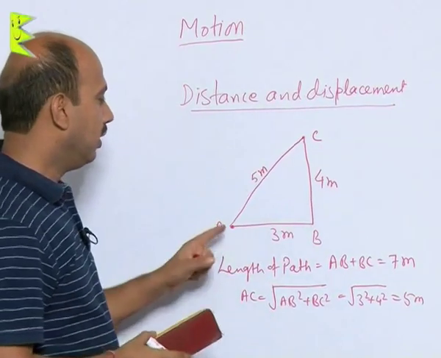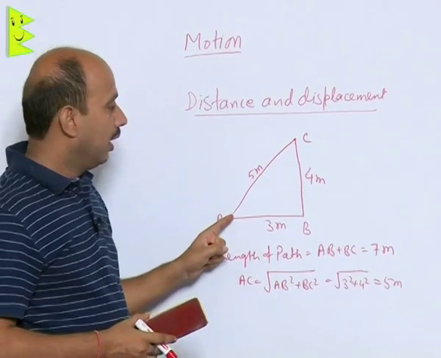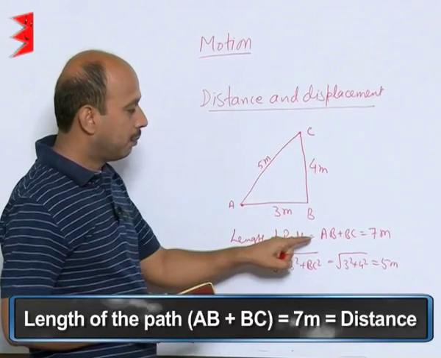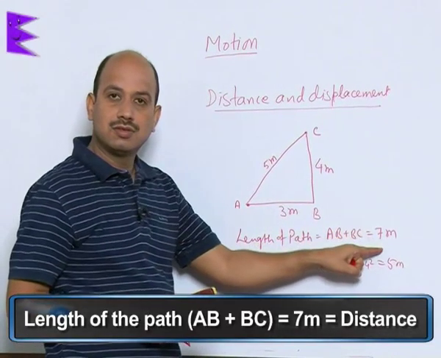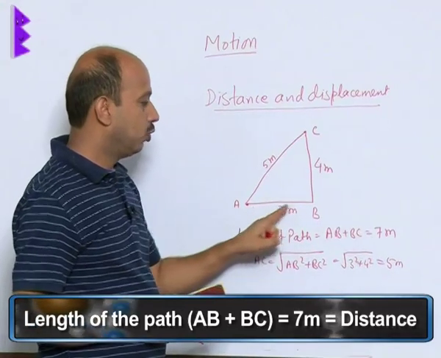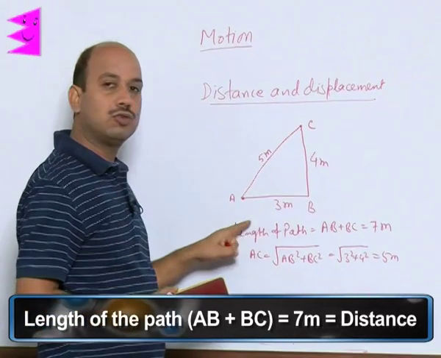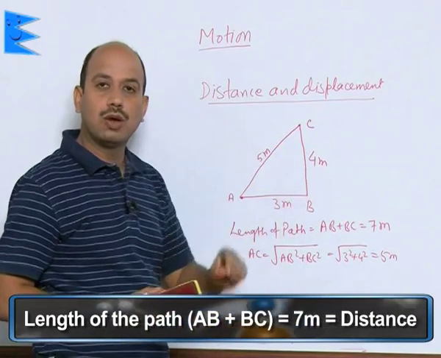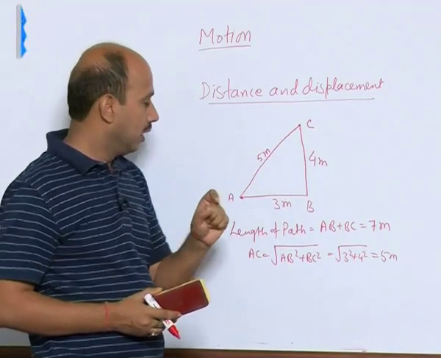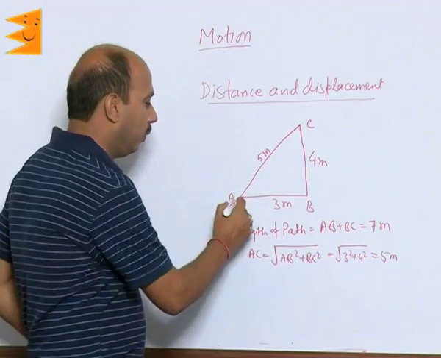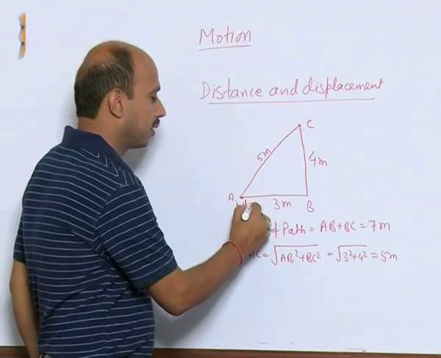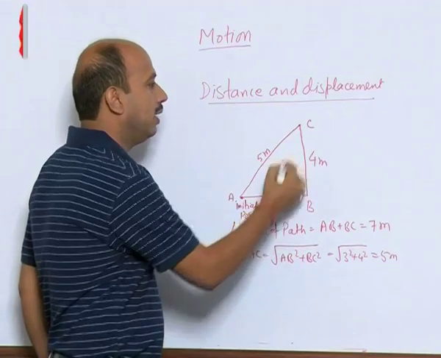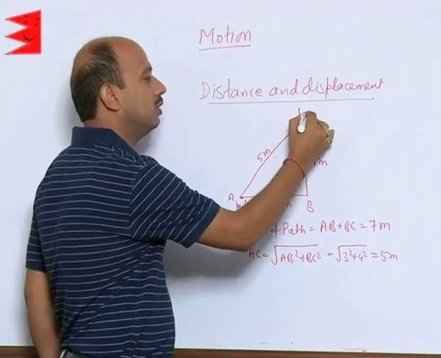So, if you see AC, it is 5 meter. Now see here, the length of the path, A to B, B to C, is known as distance. If you add these two lengths of path, this is called distance. But this is the initial position, we know it, initial position. This we can refer to as the final position.